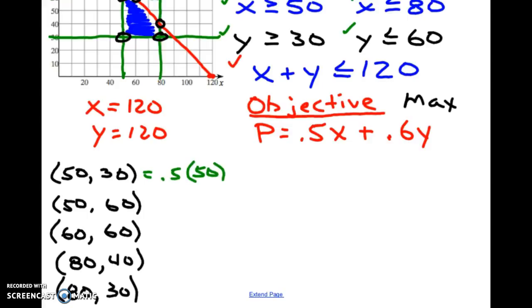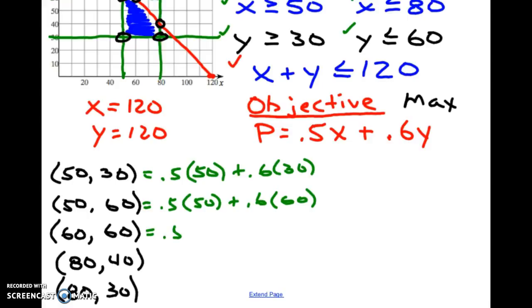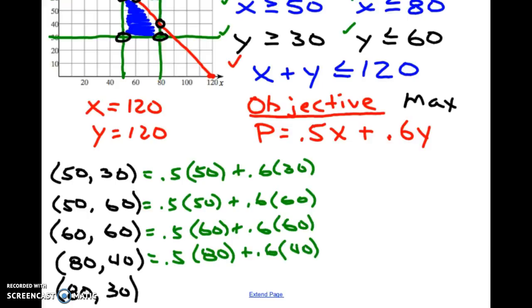0.5 times the 50, 0.6 times the 30. 0.5 times the 50, 0.6 times the 60. 0.5 times the 60, 0.6 times the 60. 0.5 times the 80, 0.6 times the 40. And this one's 0.5 times the 80, 0.6 times the 30.